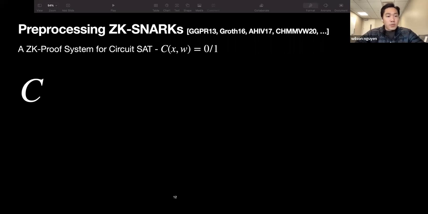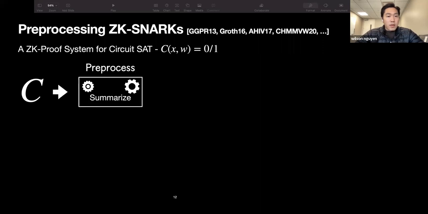So what we can do is take a circuit C and input it into a preprocessing algorithm that somehow summarizes the potentially large circuit C into a proving key and a verifying key, in which the verifying key is constant size, also with this security parameter sort of term. You can think of the verifying key as an efficient summary for the circuit, an efficient summary that the verifier can just take instead of the circuit.